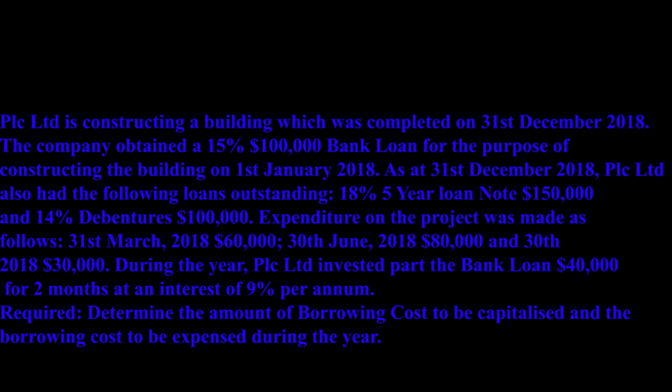We were also told that after December 2018, they had a pool of loans: an 18%, $150,000 loan, and a 14%, $100,000 loan. And we were told how the expenditure of the building occurred. On 31st March 2018, $60,000 was incurred, in June 2018, $80,000 was incurred, and on 30th September 2018, the remaining $30,000 was incurred.